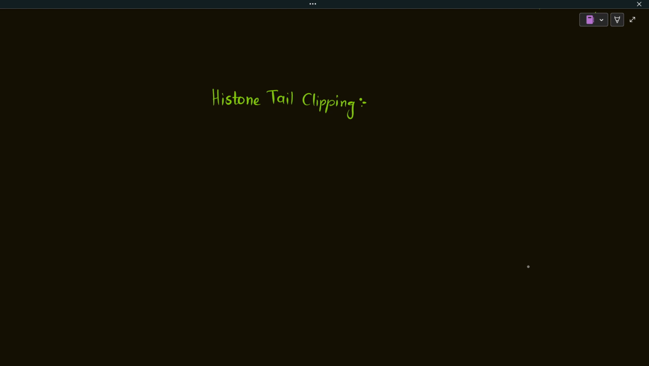But histone tail clipping is a very interesting example because in this we are not adding anything. Instead, we are removing something. So we are literally cleaving the histone tail, and that is why it is called histone tail clipping. So this word has a literal meaning. In this modification, we cleave the N-terminal tail of histone. So the histone tails are cleaved in histone tail clipping.